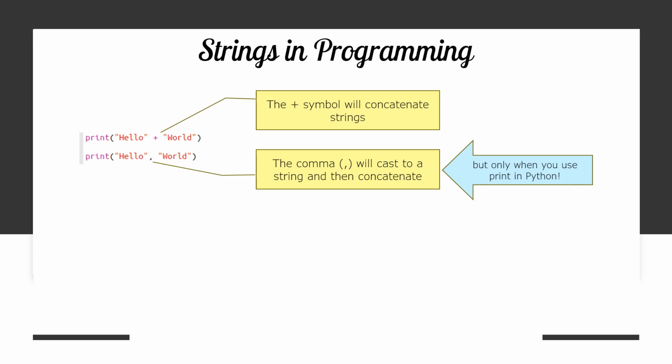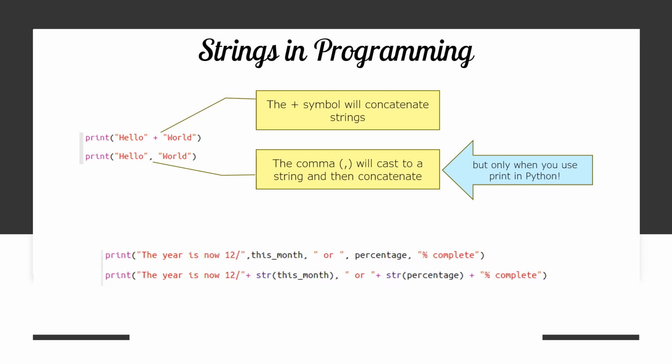So let's have a look and see how this looks with a little bit more of a complicated print statement. So here we have three pieces of text, so three strings, and between them we are concatenating these with the values of some variables, and these variables are called this month and percentage. So what we're trying to do here is to create a long string based on the value of those two variables. So in the first print statement, I've used the comma, and you can see I can just put the variable names in there because it will turn everything into a string and then it will concatenate them together.